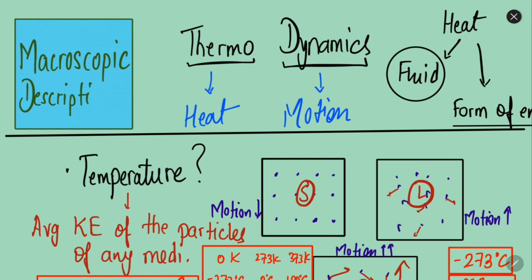This means that in thermodynamics we will only be concerned with the bulk phenomena. We will consider all the particles together and then study it. Initially it was thought that heat is a form of a fluid, but then it was later found out that no, heat is not a fluid, it is a form of energy.